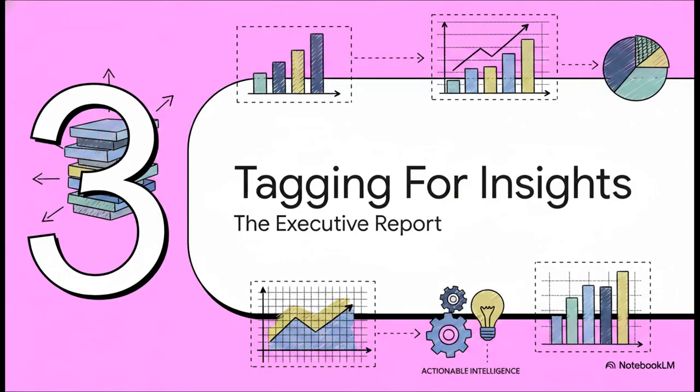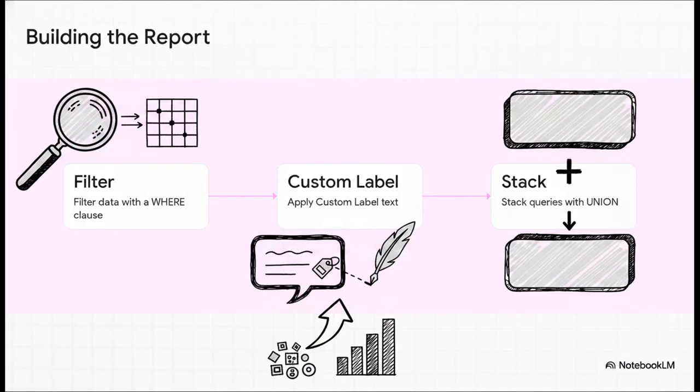Section 3. Tagging data for insights. Building the executive report. All right, let's shift over to the executive perspective for a minute. Stacking names is great and all, but as a manager, a giant list of raw names doesn't really give you insights. We need to figure out how to turn these stacked rows into a highly formatted, segmented report that provides instant, actionable intelligence the very moment you look at it.